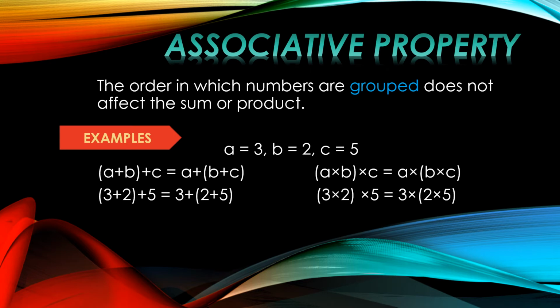See 3 plus 2 we will get 5 plus 5 equal to 3 we will get, and 2 plus 5 we are getting 7. So we are getting the same answer. 5 plus 5 equal to 10 and 3 plus 7 is 10. Same in this also. Multiplication also I have done the same. 3 into 2 into 5.